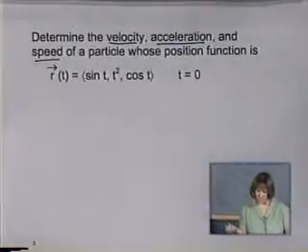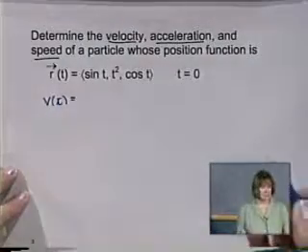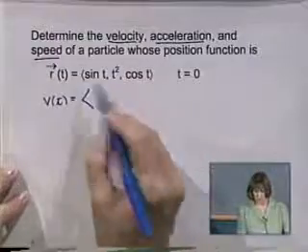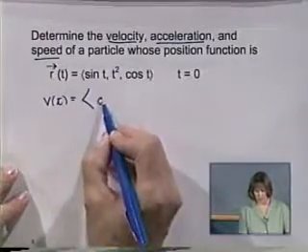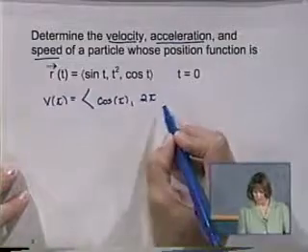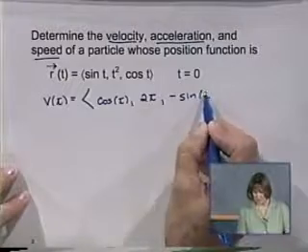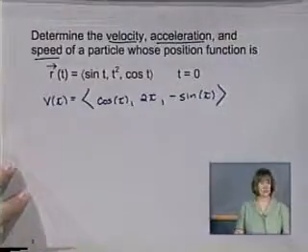All right, so to find my velocity vector, piece of cake, it's just r prime of t. And so I would differentiate this term by term. Derivative of sine is cosine. Derivative of t squared is 2t. Derivative of cosine t is minus sine t. And that's my velocity vector.